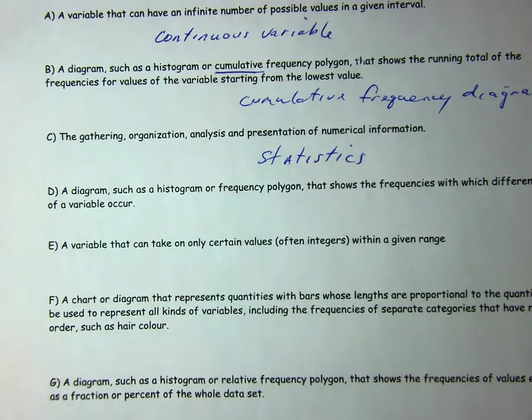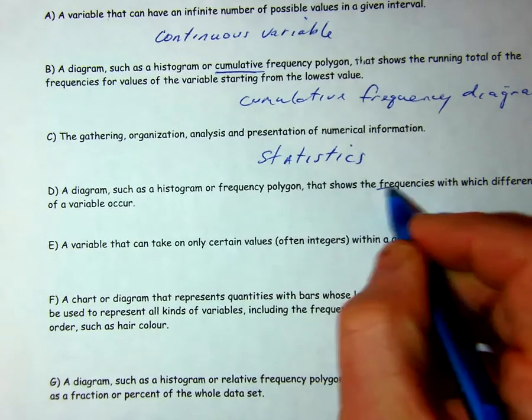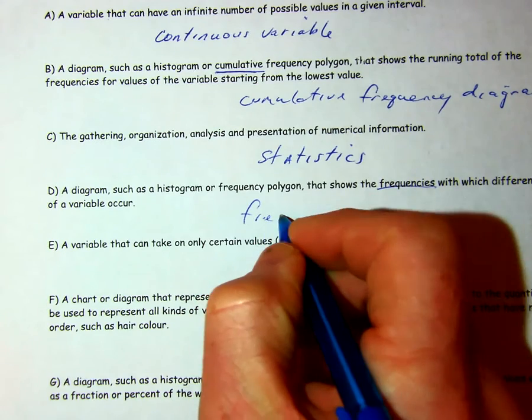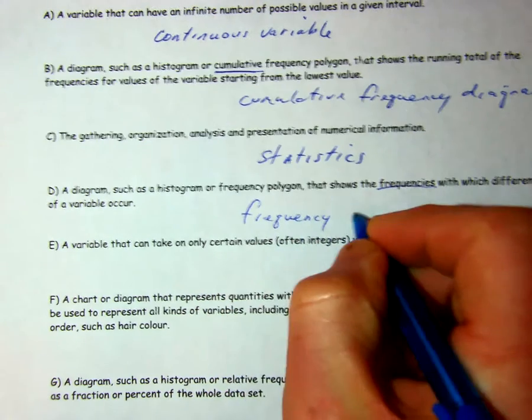A diagram such as a histogram or frequency polygon that shows the frequencies with which different values of a variable occur. Well, if it's just frequencies, not relative frequencies, we'll just say in general, it's a frequency diagram.